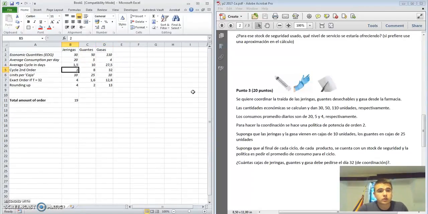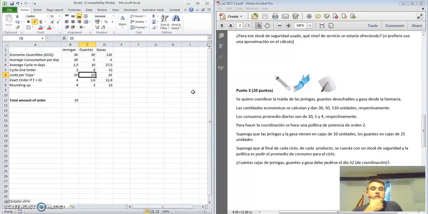So if we look at the jeringas, the closest to 1.5 is 2, the closest to 10 is 8, and the closest to 27.5 is 32. Finally, we know that the jeringas and the gasas come in cajas of 10 units each, and the guantes come in cajas of 25 units each. So what is the order on day 32?